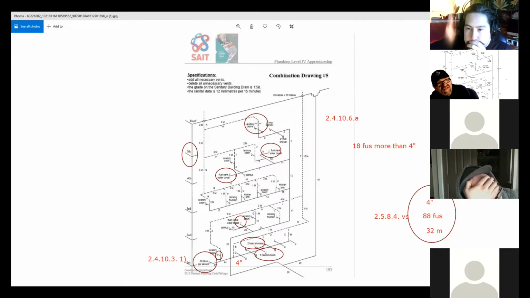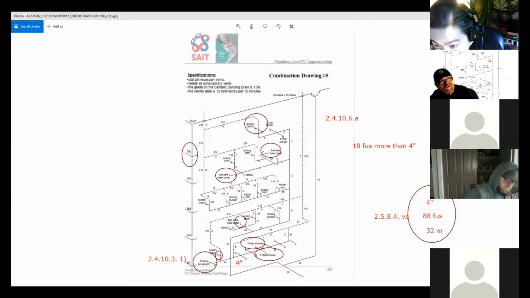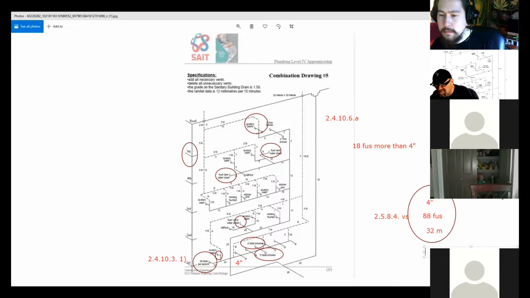So if I want to size the stack vent, I'm going to use 88 fixture units again. The base of the stack is 4 inches. The only difference is this one right here. We're not going to use 32 meters for the stack vent. What are we going to use? Well, the lower end is from here to here for the stack vent, so the meters is going to be a lot lower. So what is it? 3 meters and 2 meters. Only 5 meters is the developed length for the stack vent.